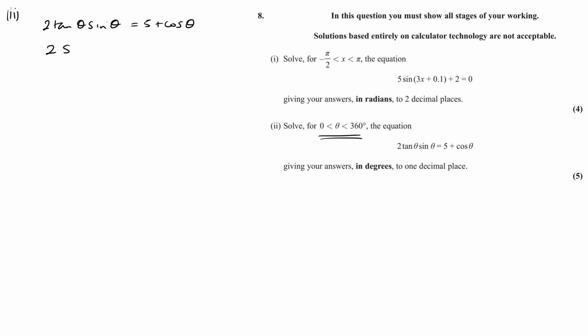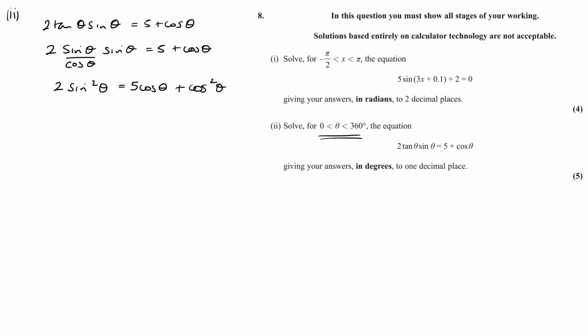So I think how I will approach this is by changing the tan into sine over cos. And then that gives me 2 sine squared, obviously with the sine times sine. I will multiply through by the cos, so that my other side will become 5 cos theta plus cos squared theta. Multiplying through by cos will leave me with just the sine squared on the left and that on the right. Now we've got this in terms of sine and cos.